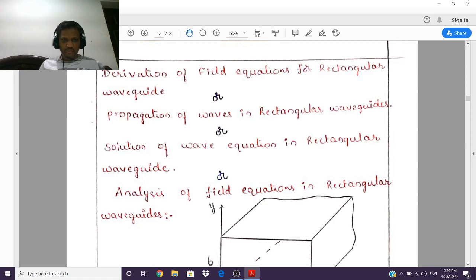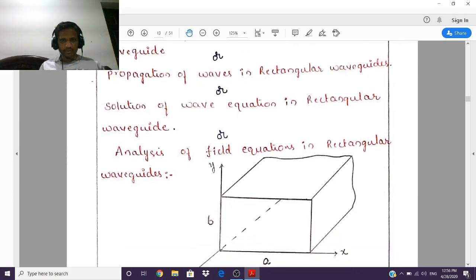In this fourth lecture, we are going to see the derivation of field equations for rectangular waveguides, or we can also call it propagation of waves in rectangular waveguides, or solution of wave equations in rectangular waveguide, or the analysis of field equations in rectangular waveguides. So all these mean the same.